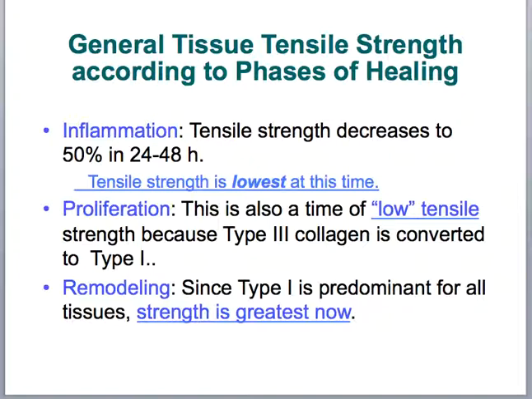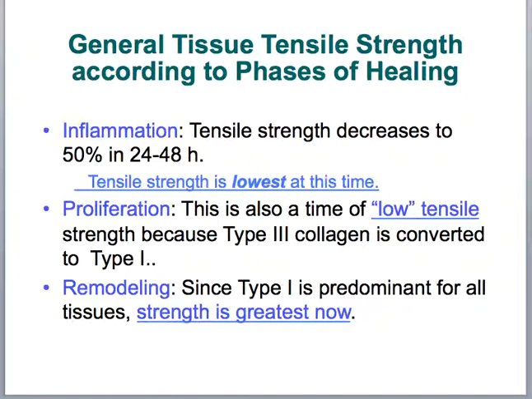General tissue tensile strength according to phases of healing. We have three phases of healing that we've discussed. The first one is inflammation, or the inflammatory phase. And in general, the tensile strength decreases about 50% in tissue the first 24 to 48 hours. This is when, of course, the tensile strength would be the lowest due to the injury.